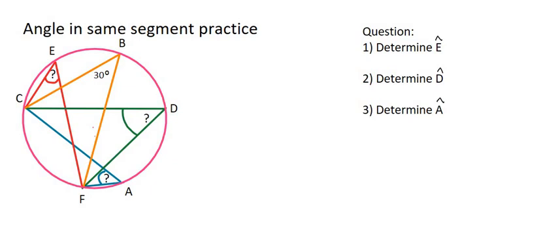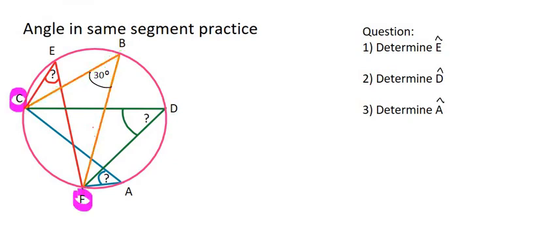Now that we understand how angles in the same segment work, let's do a practice example. We know that angle B is 30 degrees, so let's start off at B and work our way backwards to see which letters came together at B. If we start at B and go down this line over here, we get to C. And if we go down this line over here, we get to F. So C and F are the letters that we really need to look at.